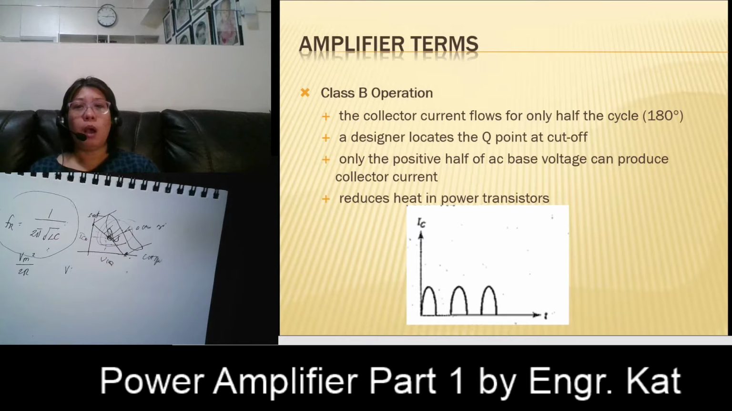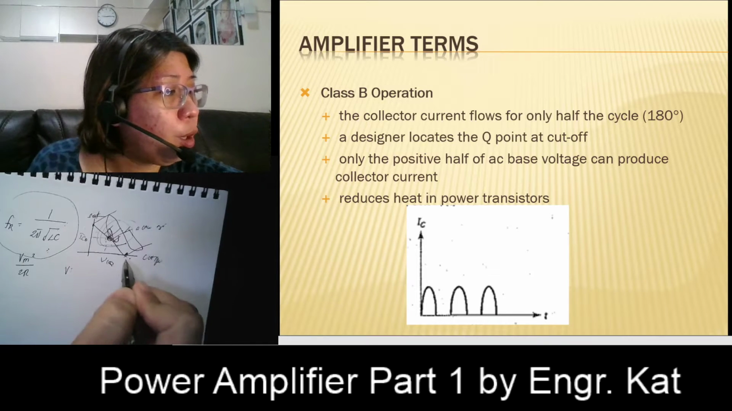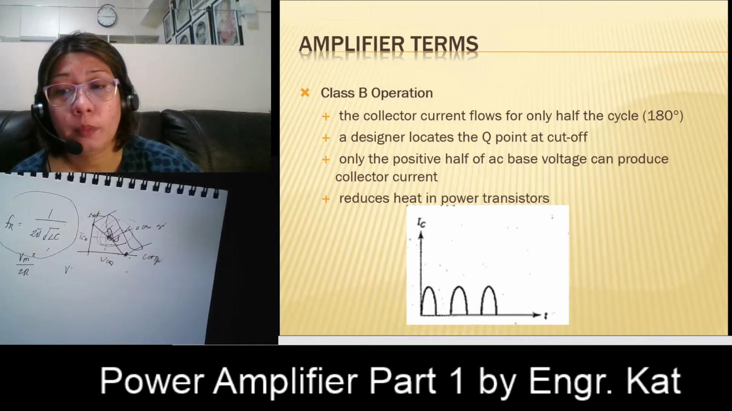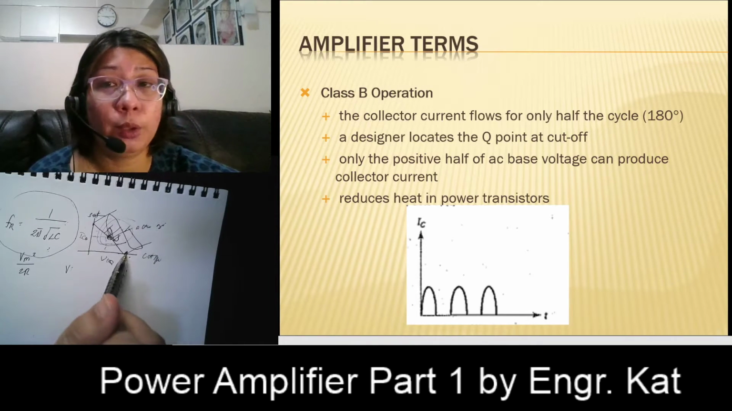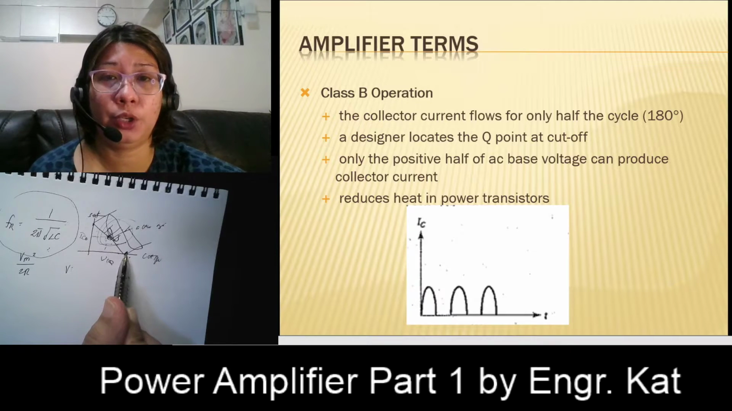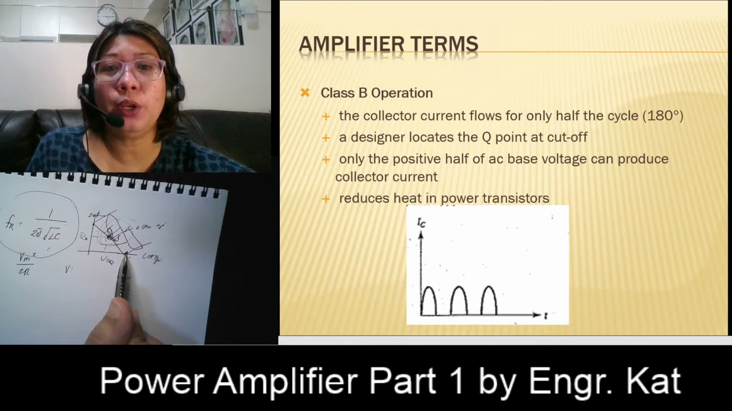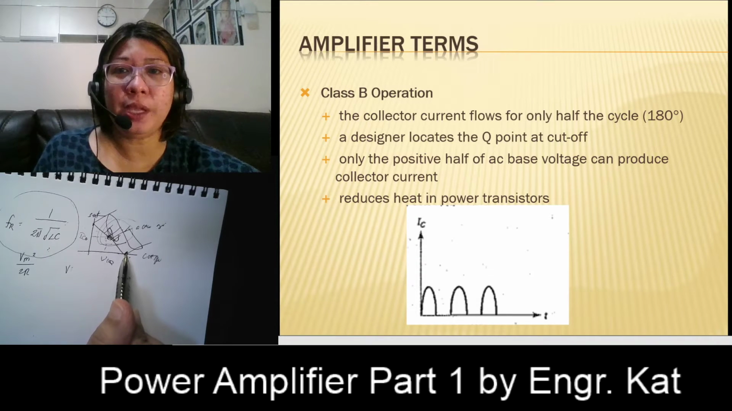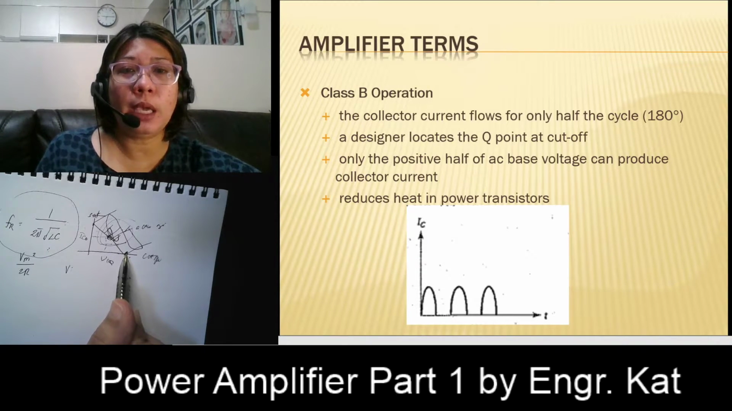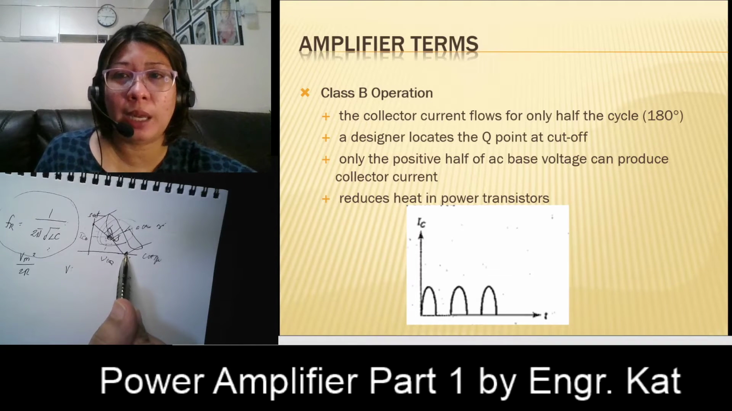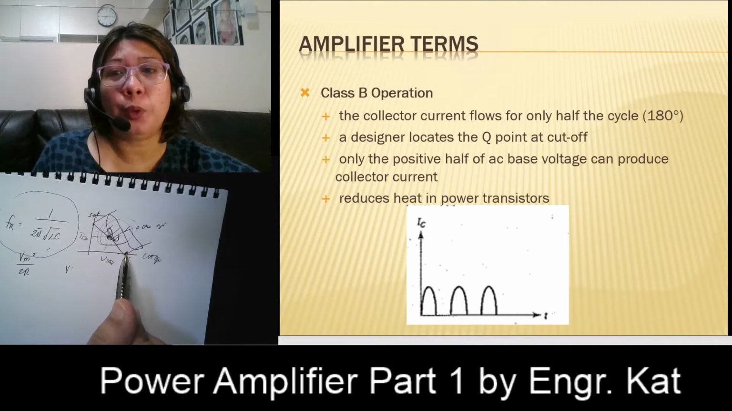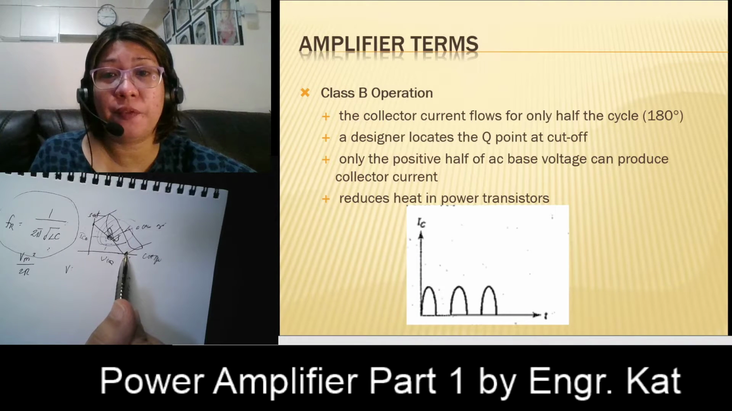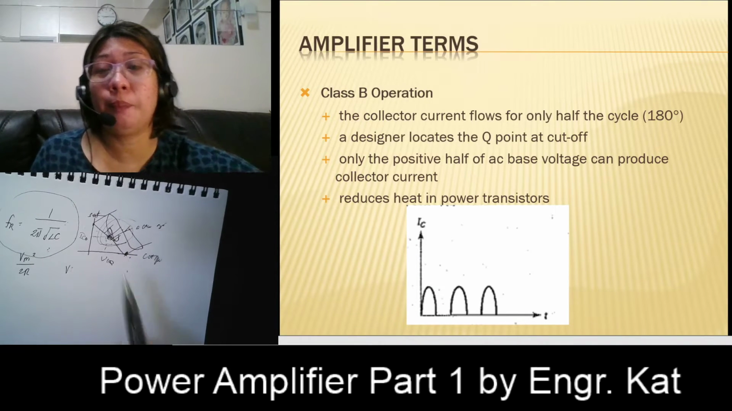Okay? So how are we going to design your class B operation? We are going to place your Q point at the cutoff region. So this is your cutoff region. A designer locates your Q point at the cutoff, so only the positive half of the AC base voltage can produce collector current. So one characteristic of a class B amplifier is that it reduces heat in power transistors.